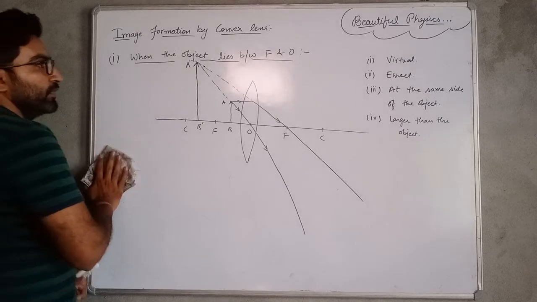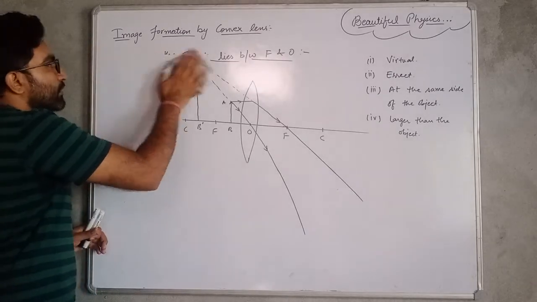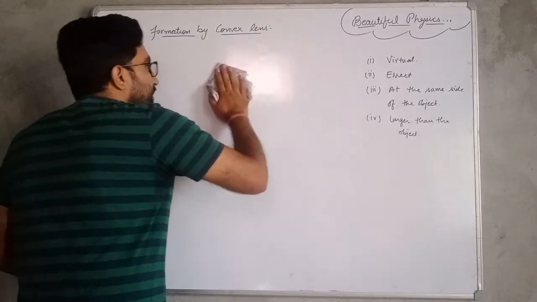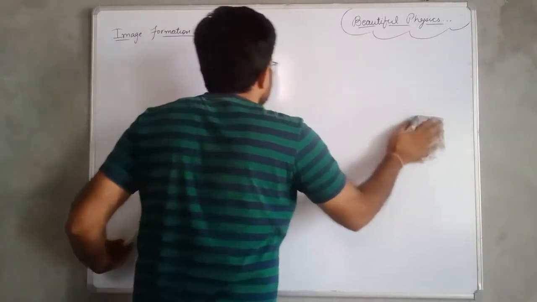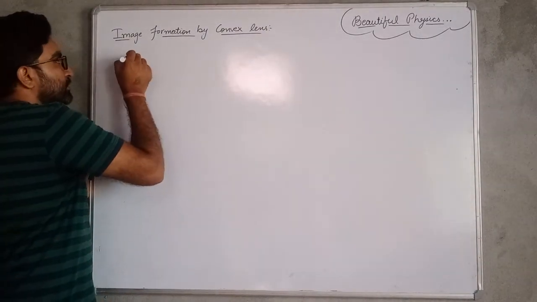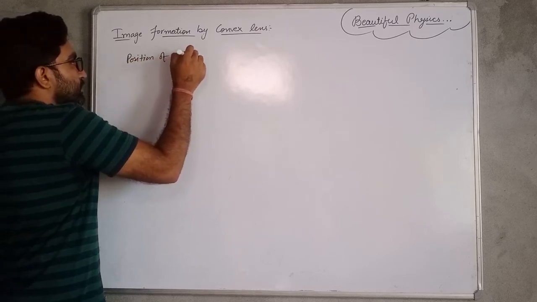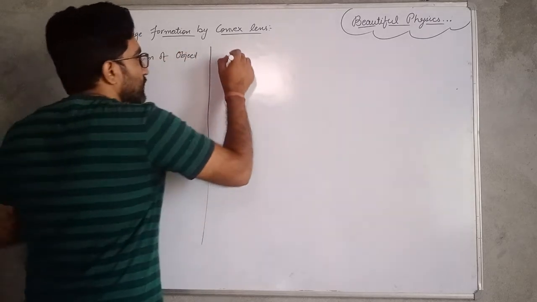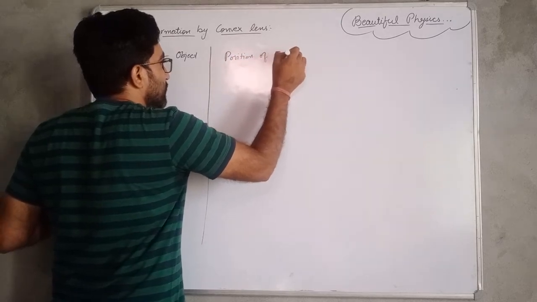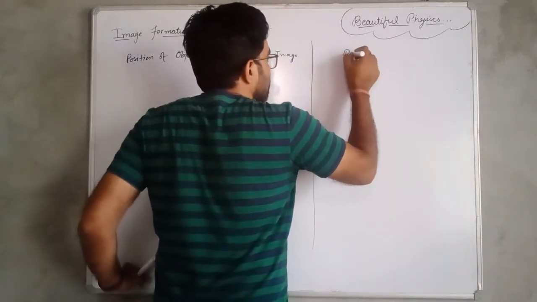At last we have to write a table for the convex lens and the position and the properties of the image formed by the convex lens. Here I am writing the position of object. Here position of image, and here the properties of image.